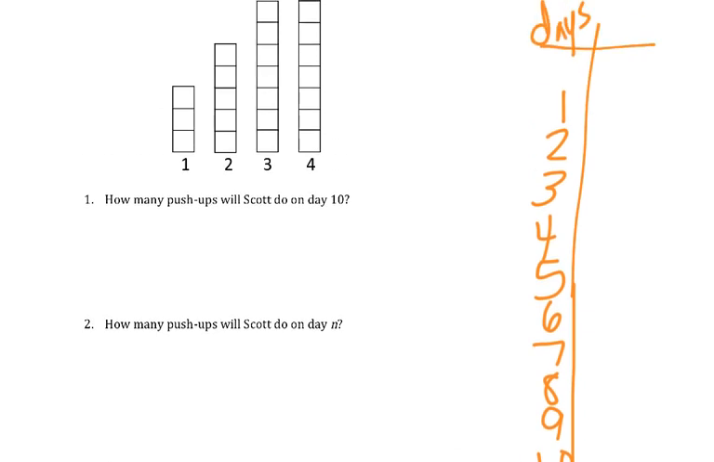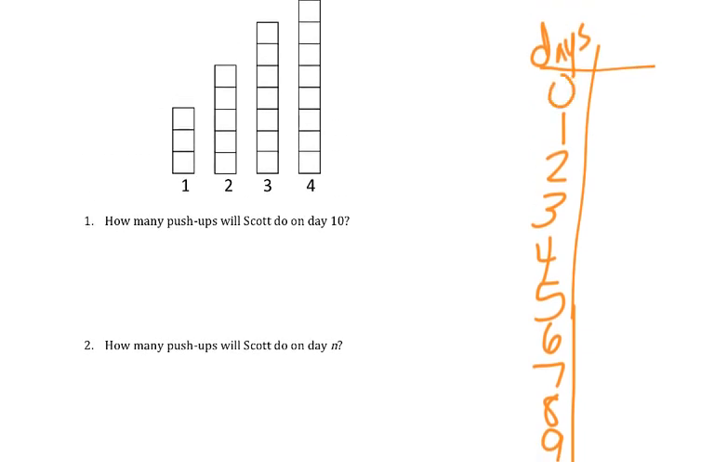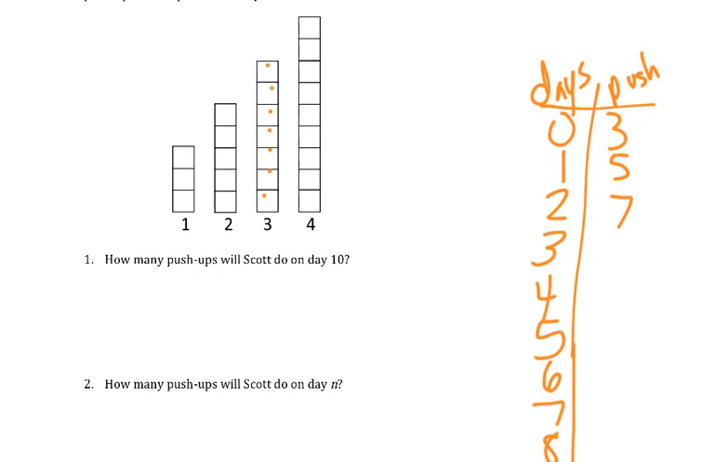And we've got day 0, if we were to work backwards, okay? Which doesn't always make sense in the context, but mathematically it does. So, push-ups. So day 1 he had 3. Day 2 he had 5. Then he had 7. So hopefully we've noticed a pattern here, right? That looks like we're going up by 2 each day. Right? We're adding 2.